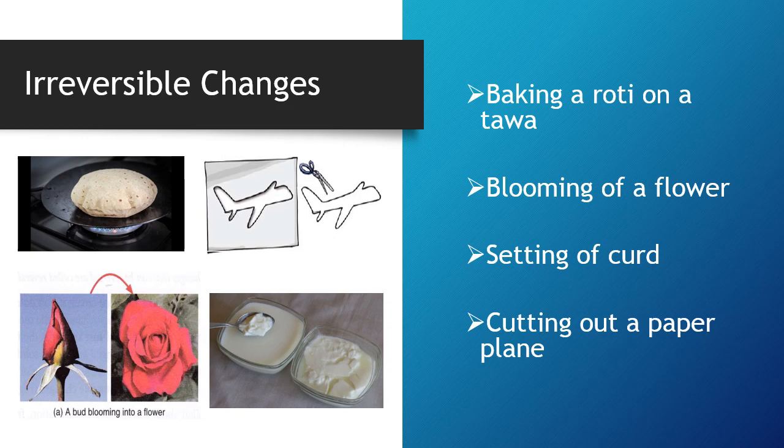Then cutting of paper plane. So when you cut out a paper plane or any shape from paper, can you get back your original paper again? No, it's not possible. So when you cut out a shape like a paper plane from the paper, the paper cannot be obtained back again. So this is also an example of irreversible change.